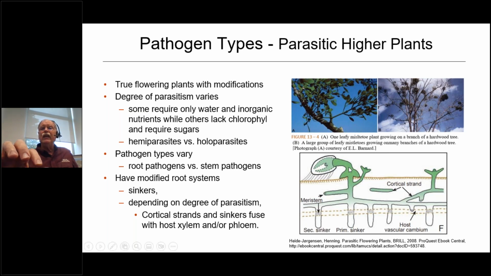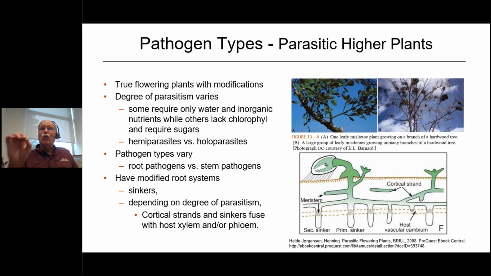But when the germinating seed penetrates the branch, it will grow down and it will grow these cortical strands that produce sinkers that hook up with the vascular system of the tree.